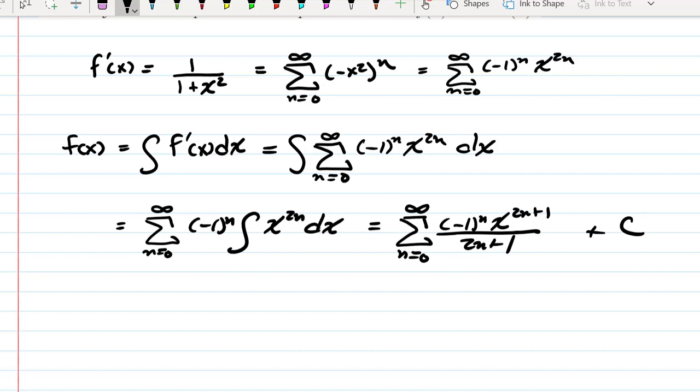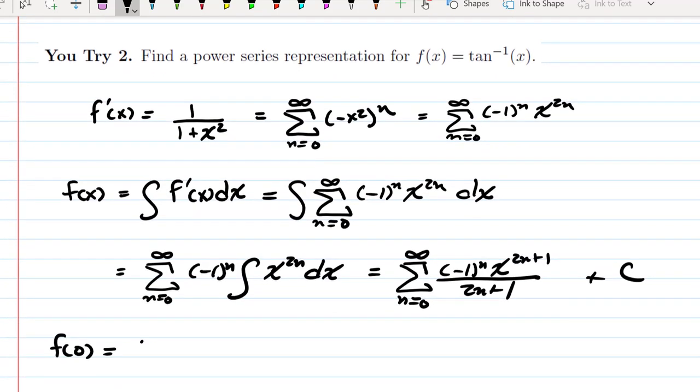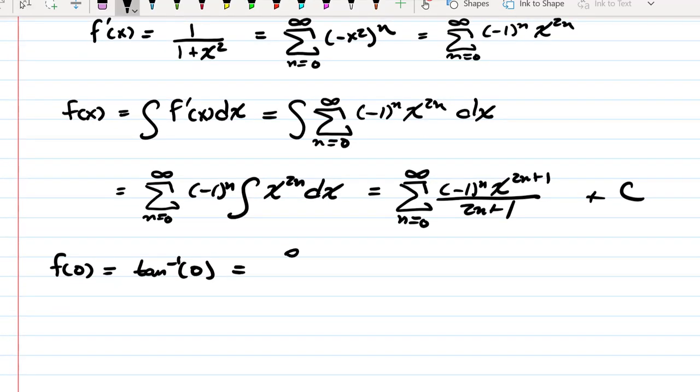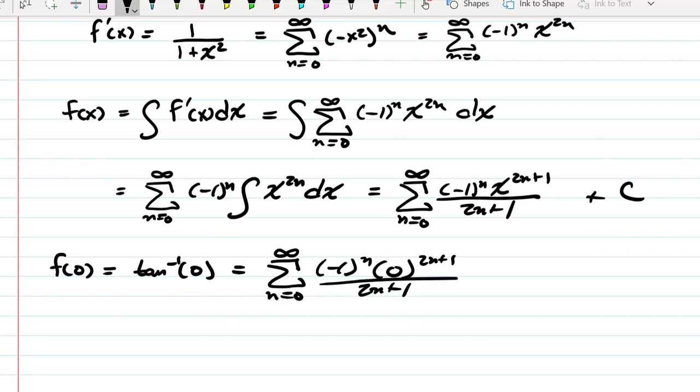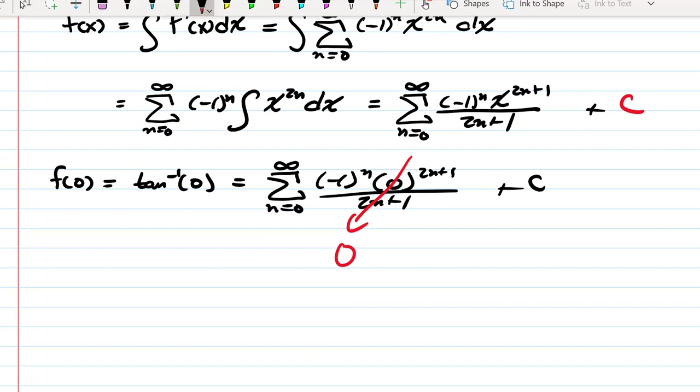So that's going to be x to the 2n plus 1, all divided by 2n plus 1, plus our arbitrary constant c. Once again, if we try f of 0, that would be the inverse tangent of 0, which would have to equal this series evaluated at 0. So we replace all of our x's with 0. So 0 to the 2n plus 1 all over 2n plus 1, plus c. Well, this series would have to be 0. We know that the inverse tangent of 0 is 0, so this gives us 0 equals 0 plus c, so c has to be 0.